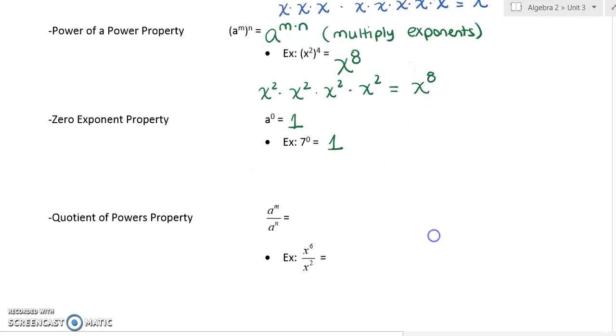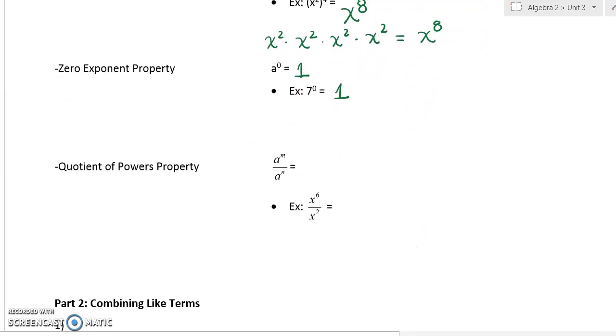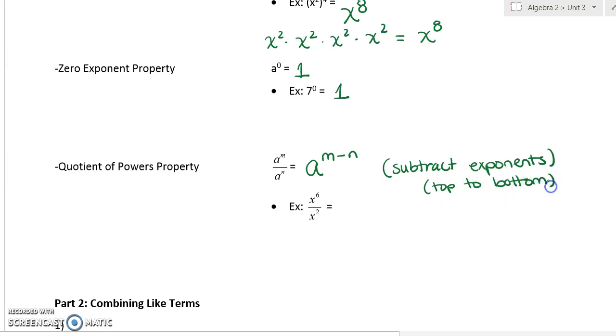The quotient of powers property means that if I have a to the m power divided by a to the n power, then I can go ahead and subtract the two exponents, m minus n. So it is the subtraction of the exponents. Notice that the base is still the same. So subtract exponents. And we always go from top to bottom. For example, if I have x to the 6th divided by x squared, it is x to the 6th minus 2, which is x to the 4th.